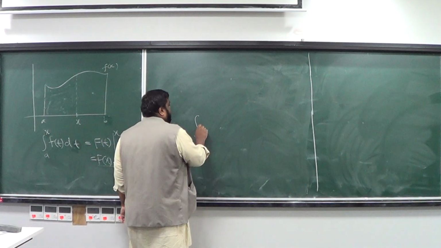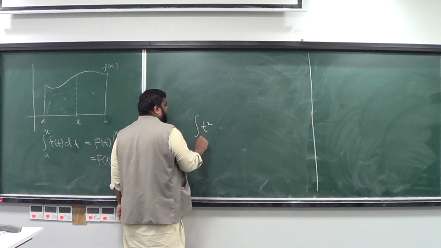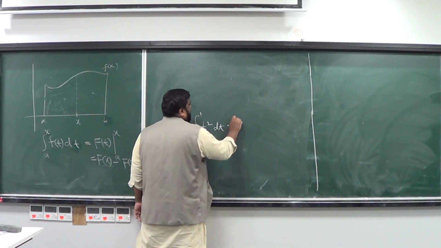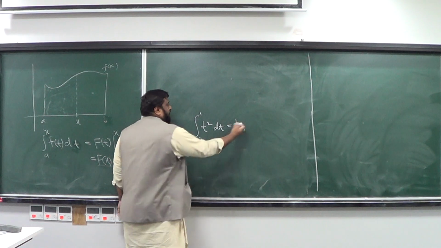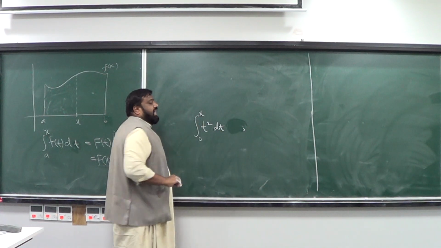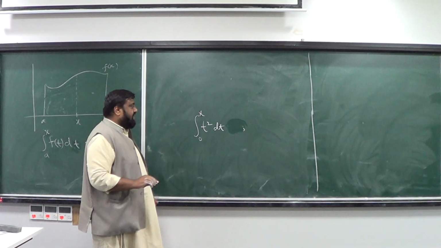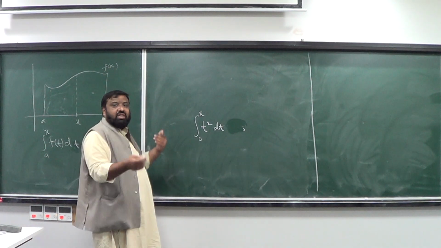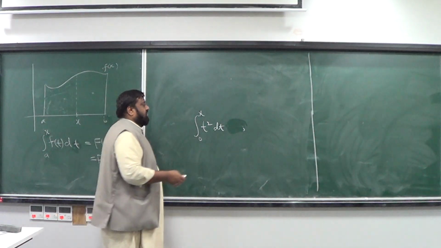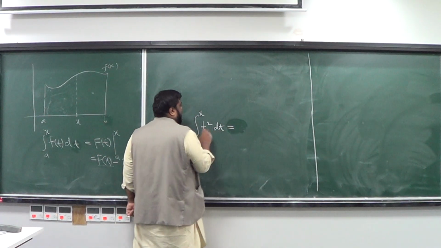For example, if I say I'm integrating t square from 0 to 1 with respect to dt, I know it's going to be 1/3. But if I am integrating t square from 0 to x, where x is some point in an interval where this function t square is continuous, it's continuous everywhere, so it's not an issue. You can choose x to be anything.